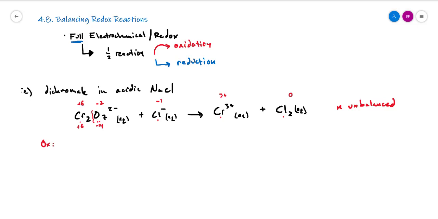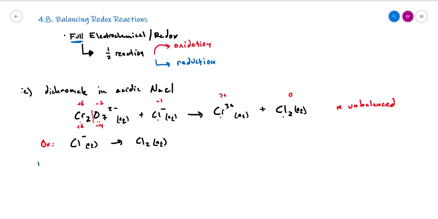Okay, so let's think about oxidation here. Chromium is going from 6 to 3 plus. So that's actually a reduction reaction, a gain of electrons. But chlorine is going from minus 1 to 0. That's actually loss of 1 electron. So that's what's going to be our oxidation reaction. So we can write this up as chloride, aqueous, that is going to proceed to make chlorine, aqueous. It's clearly not balanced, but all we're doing is writing out the respective half reactions here.